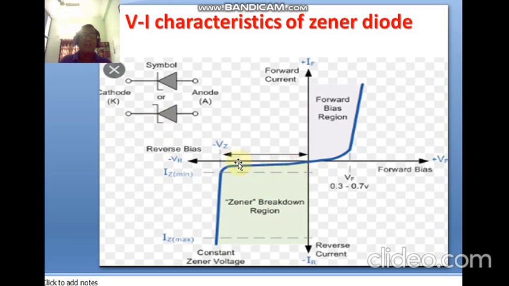So the voltage is gradually increased, and at a particular voltage, approximately 6 to 7 volts, even though the voltage is not increasing, the current is increasing rapidly. This is known as Iz minimum. This is the minimum value of Iz and this is the maximum value of Iz.